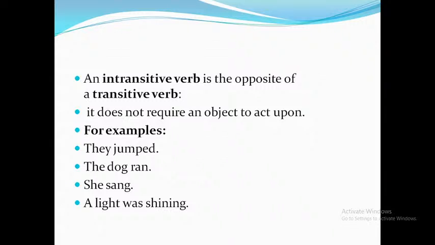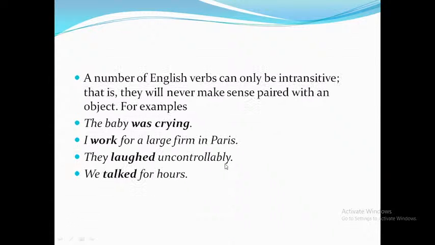For example, they jumped. The dog ran, she sang, the light was shining. So here, they jumped. They jumped where, who, what, how, nothing is written. The dog ran, she sang, a light was shining. So in all these sentences we have subject and verb, but we do not have any object. So these are the examples of intransitive verb.